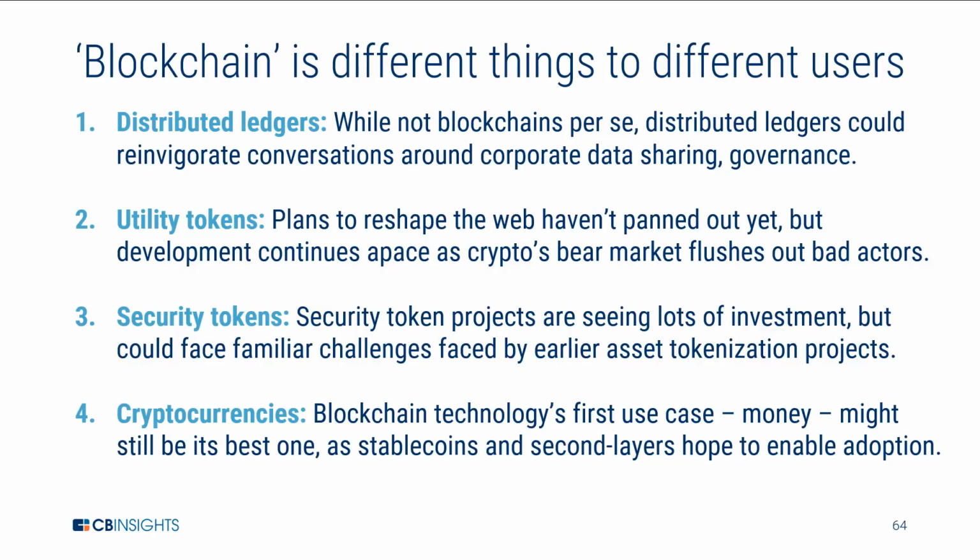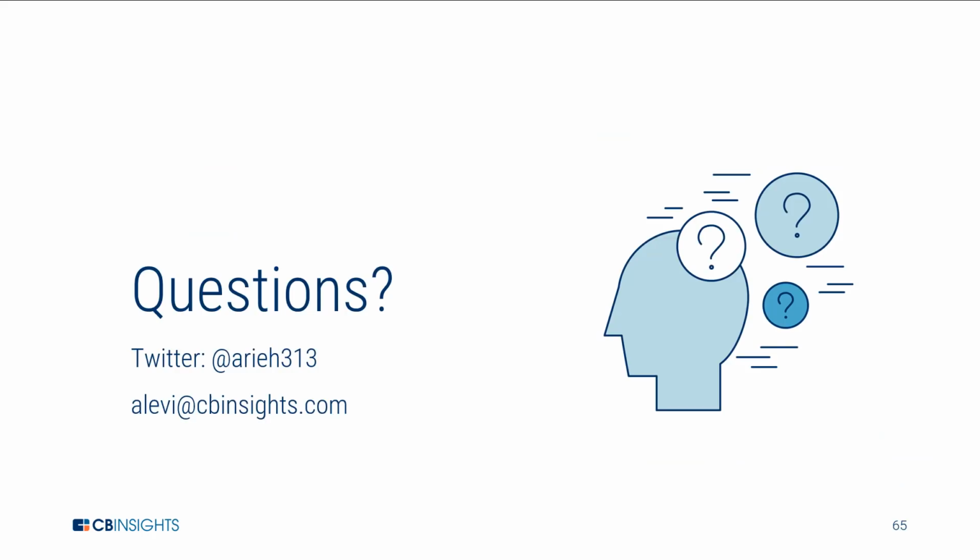Then for utility tokens, their plans to reshape the web haven't panned out yet, but development continues apace as crypto's bear market flushes out bad actors. For security tokens, projects are seeing lots of investment, but could face familiar challenges faced by earlier asset tokenization projects. And lastly, for cryptocurrencies, they might still be blockchain's best use case, as stablecoins and second-layer protocols hope to enable adoption. And that's all we have today.